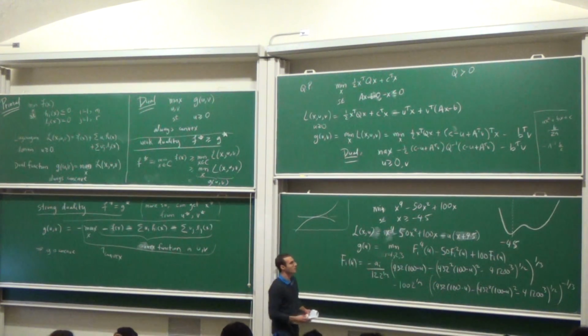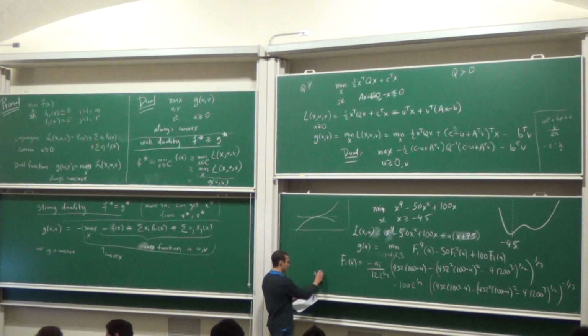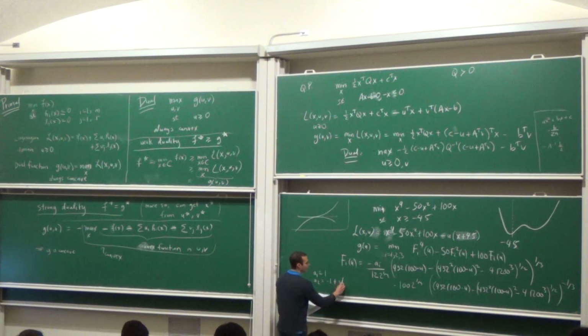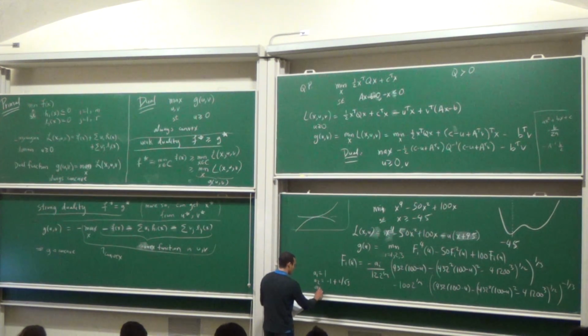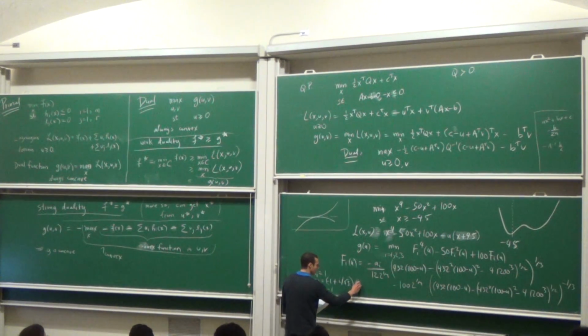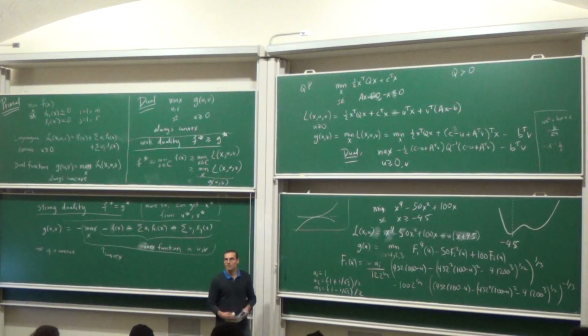So that's the function, where a_i is equal to: a_1 is 1, a_2 is minus 1 plus i over root 3, and a_3 is minus 1. Sorry, this is 2. Okay, so that's the dual function.